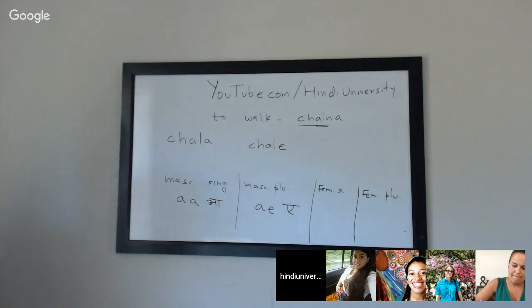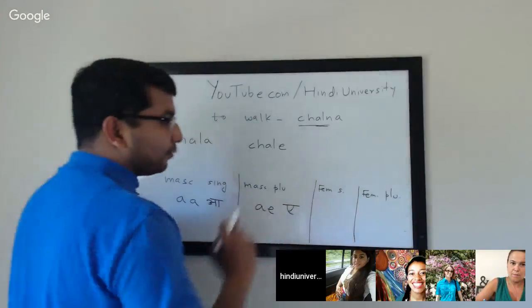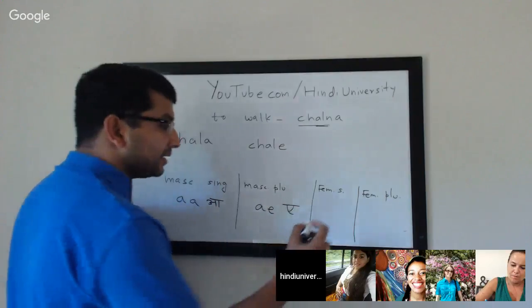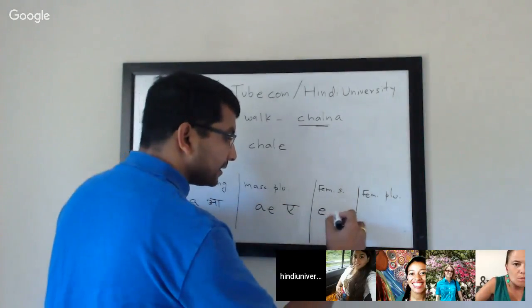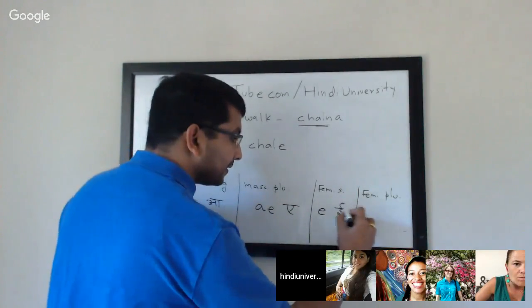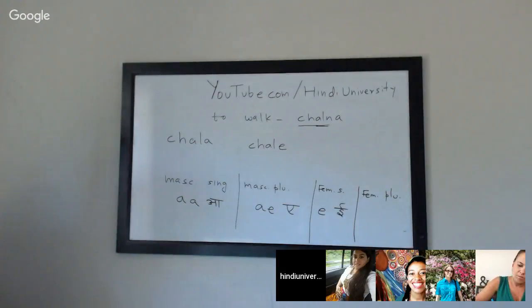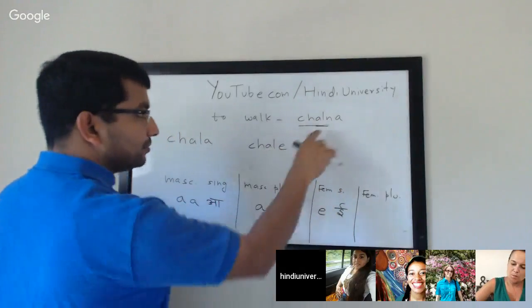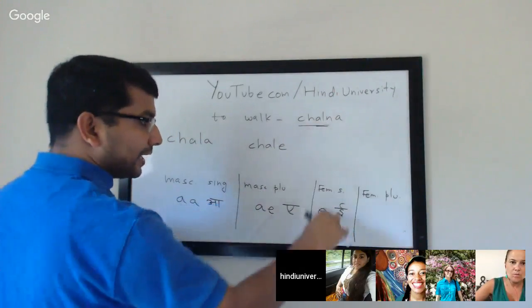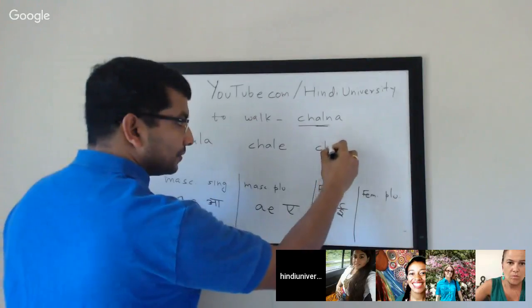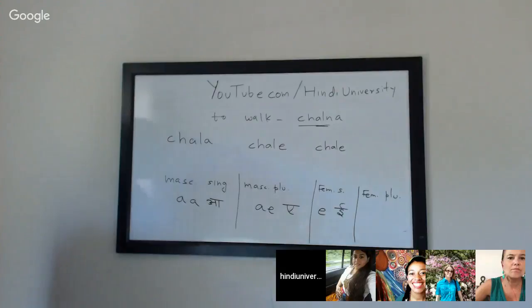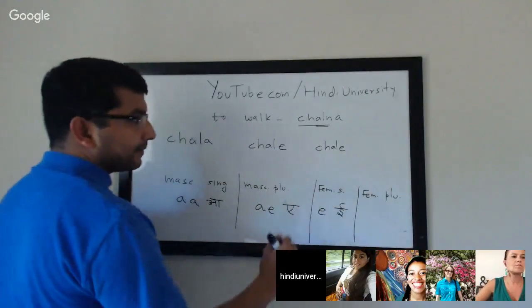Simple, right? Now, what about if, let's say, one girl is saying it, let's say Chelsea is saying it, right? So she will say just ee at the end. So basically, it means base verb, chal, and then ee. So she'll say मैं चली or वह चली, she walked. You're simply putting ee at the end.